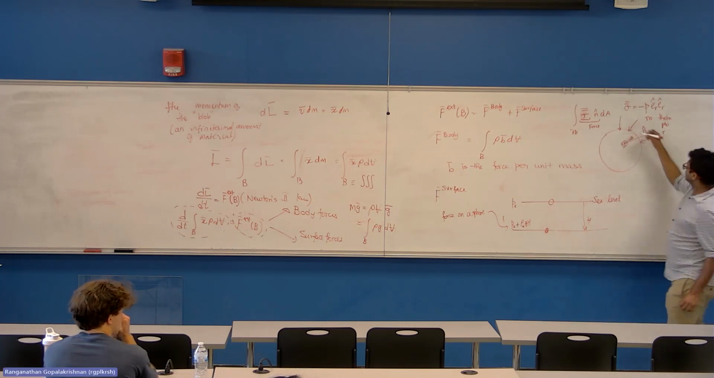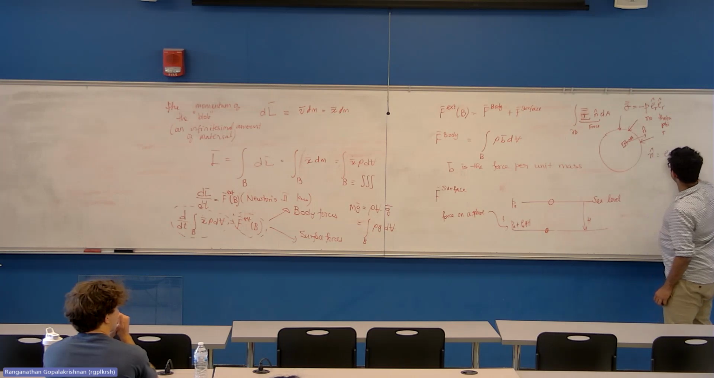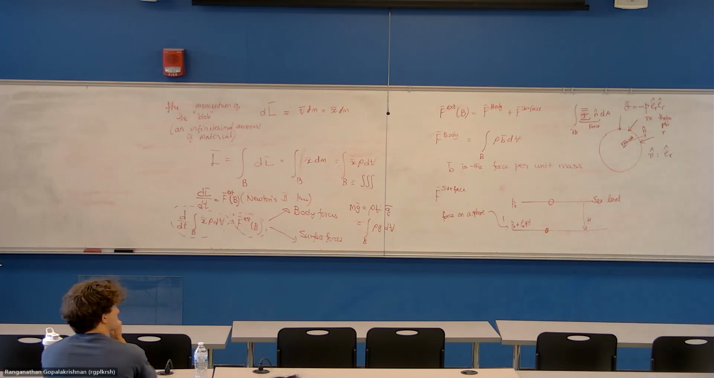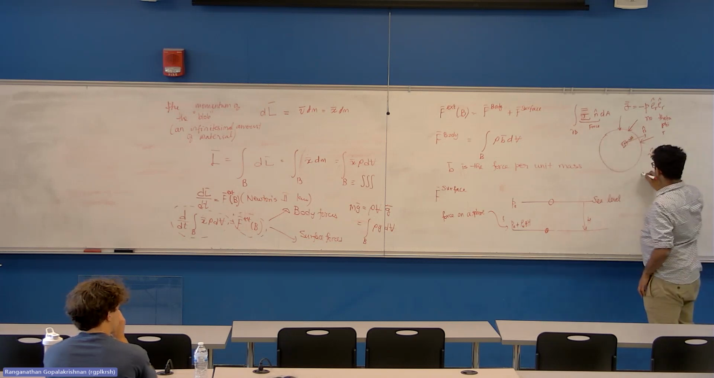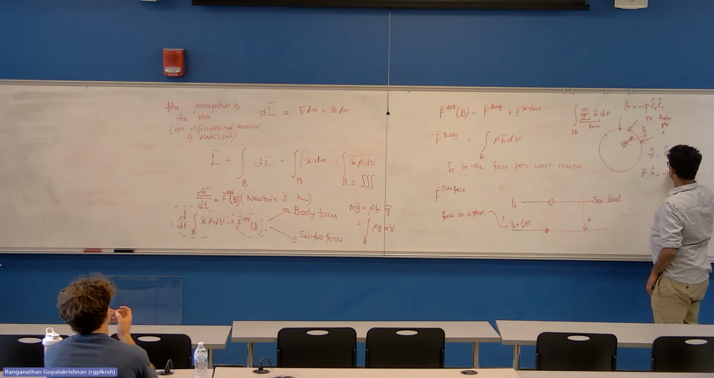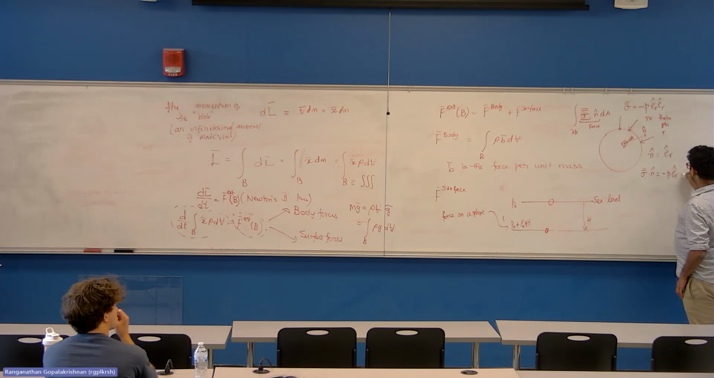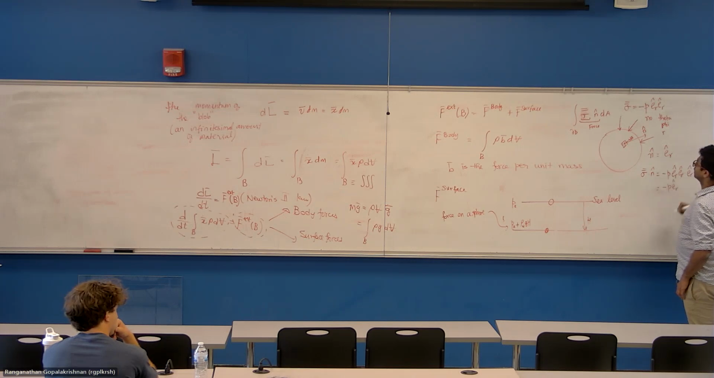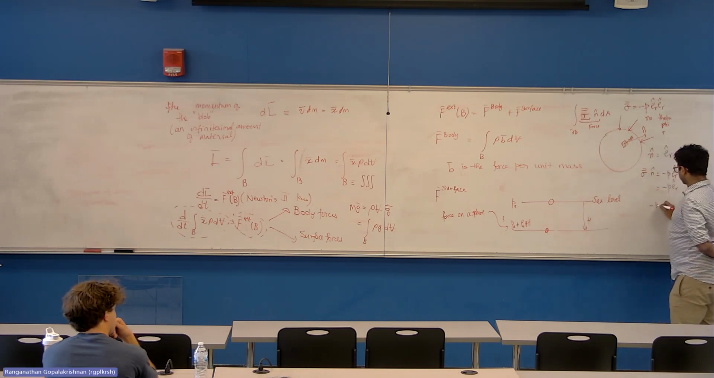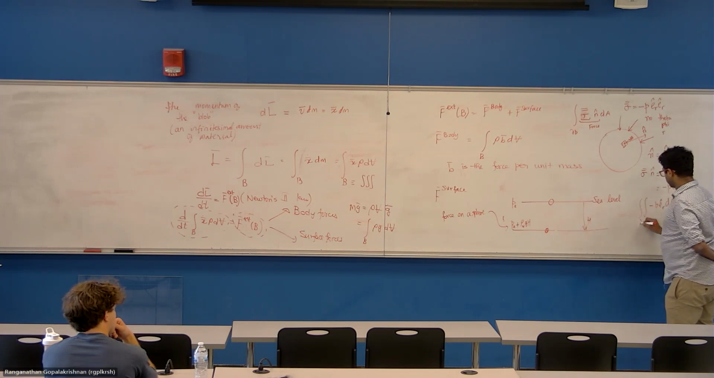And what is n cap? n cap is basically e_r, because if you take any patch on the sphere, its area vector has to point outwards radially, which would be e_r. So this quantity here, sigma dot n, is basically minus P e_r e_r dot e_r. So this is minus P e_r. So if I want to get the force, this is minus P e_r dA integrated over the area of the sphere.